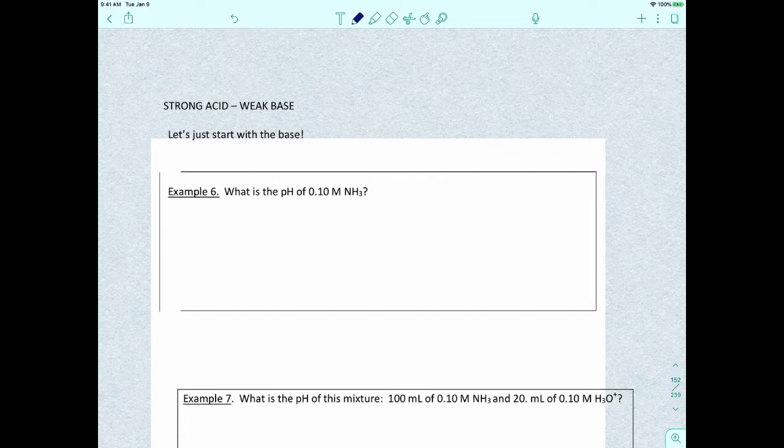So this is just like what we did in the previous chapter, where we want to find the pH of just a weak base. So we're going to set up a normal ICE table. So that's NH3 aqueous mixed with water, in equilibrium with NH4 plus and OH minus, aqueous.